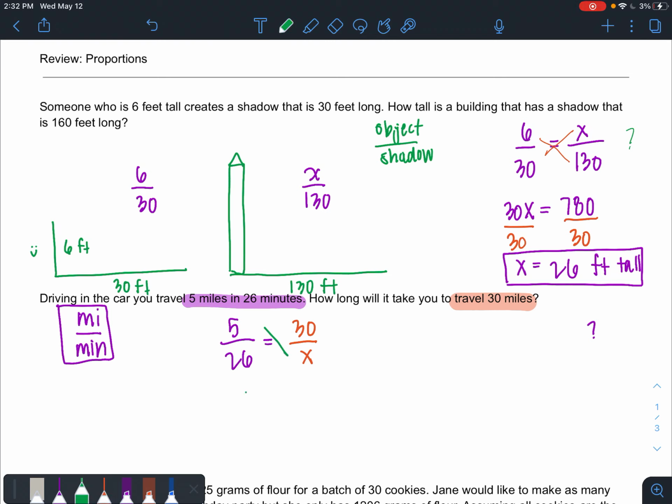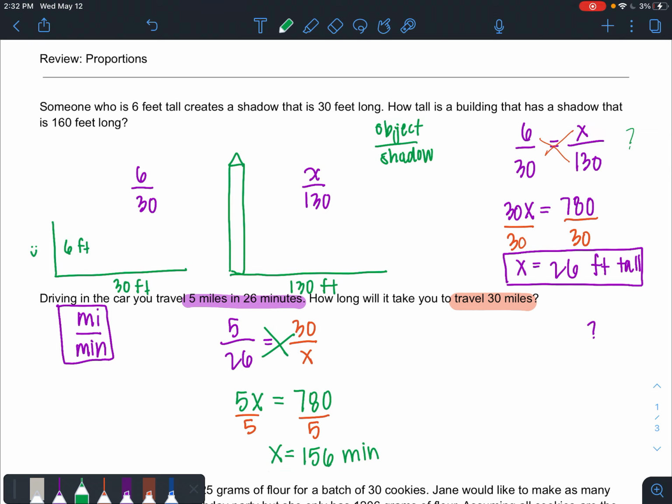To solve, I'll cross multiply. So 5 times x and 26 times 30. Then I'll solve by dividing both sides by 5. And x is equal to 780 divided by 5, which is 156. And that is minutes.